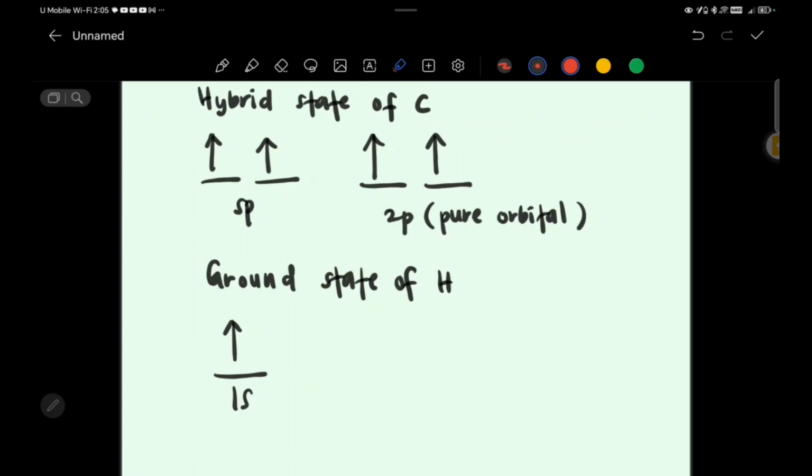So we need to work out the ground state of the other atoms as well. Here we have the ground state of H, hydrogen. Hydrogen has 1 valence electron, so we have this here, 1s1. So now we can draw the overlapping orbitals.